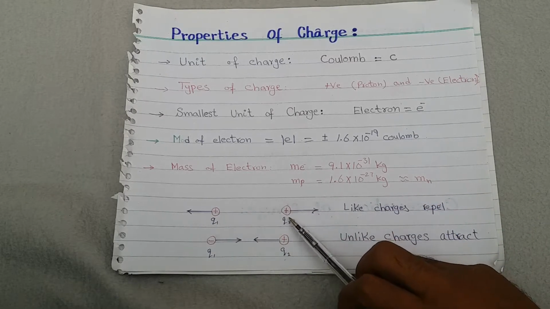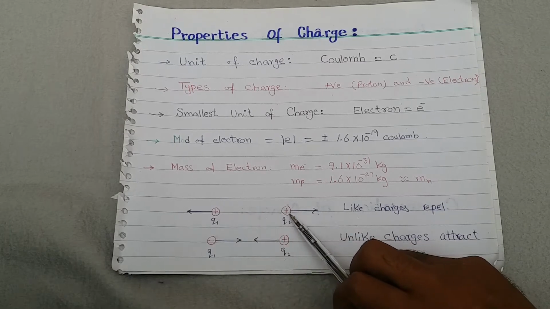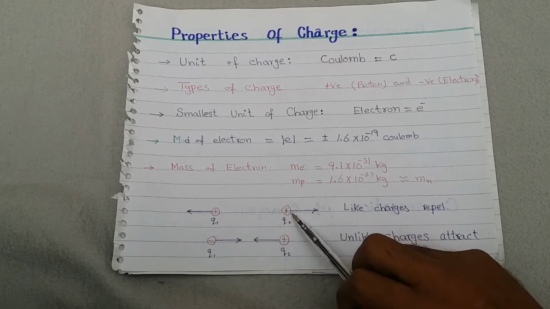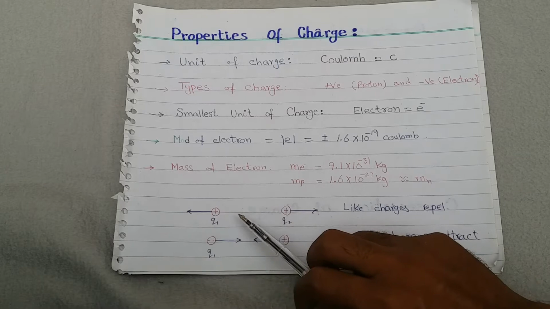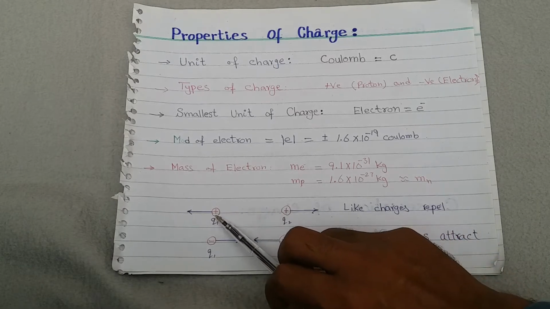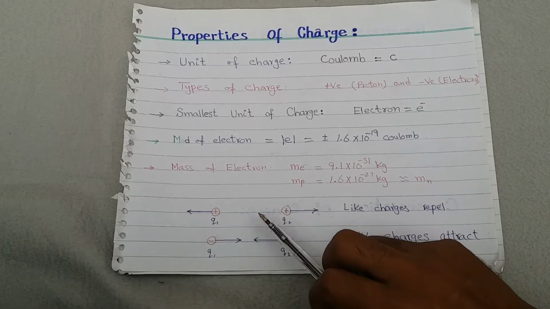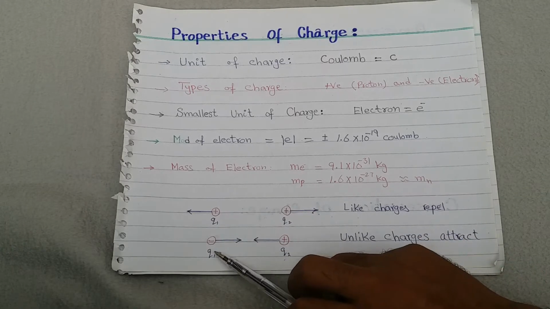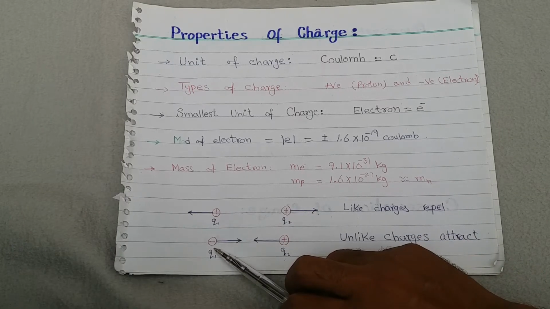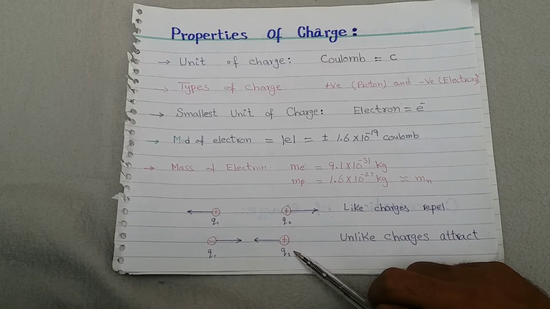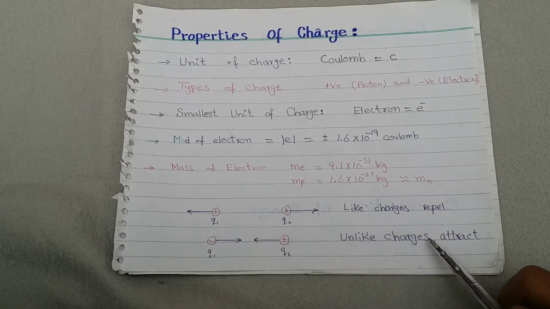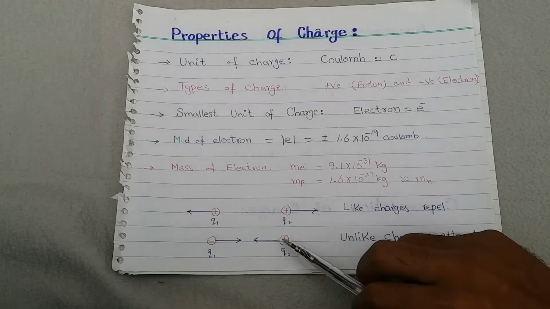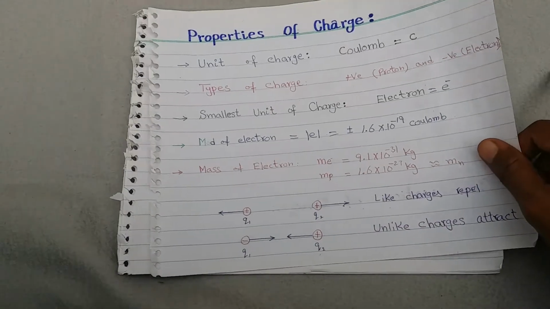When same charges, here I take positive and positive charges, they repel each other. If we take negative and negative charges, these two same charges will also repel each other. If we take opposite charges, a negative charge Q1 and a positive charge Q2, these unlike charges will attract each other. We can see it in this figure.